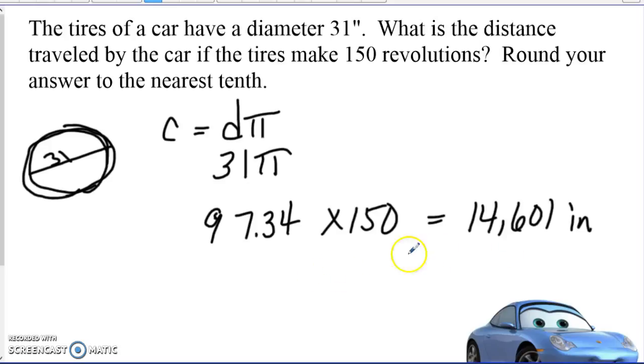Inches. If I wanted this answer in feet, I would simply divide by 12, and really it's 1,216 feet. So it's really not that far. It's not even close to a mile. So it seems like a lot. This number seems like a lot, but it's in inches. It's not really that far.